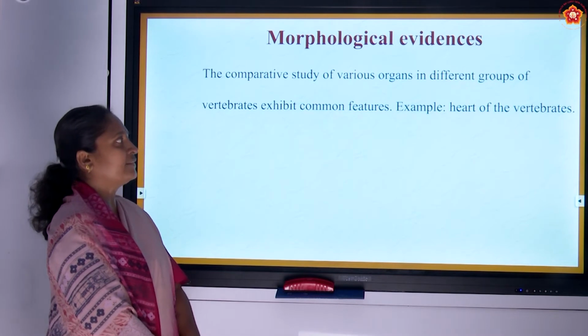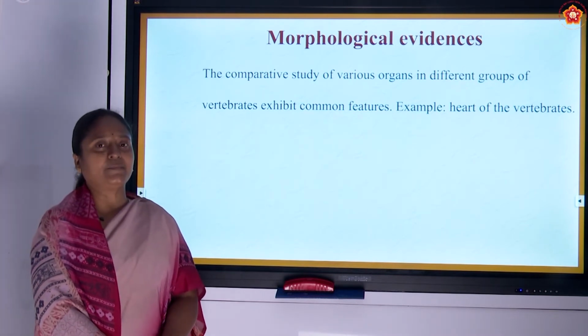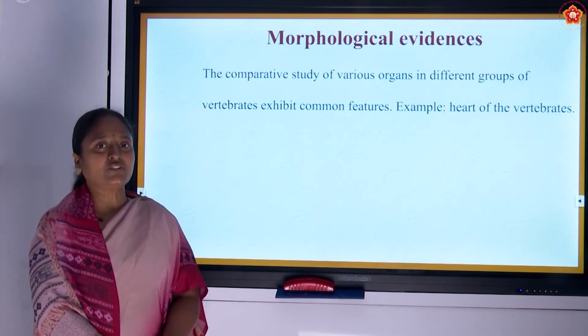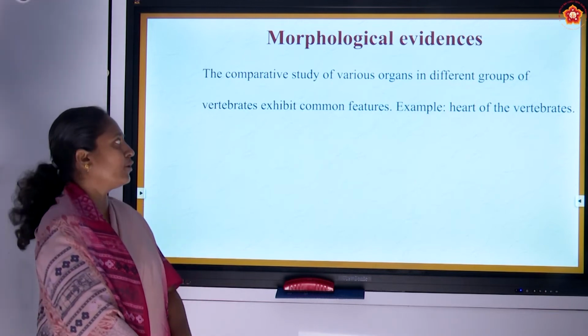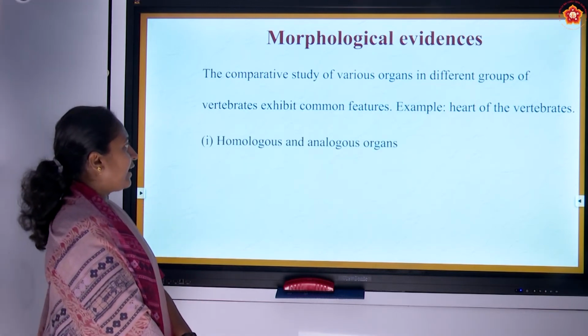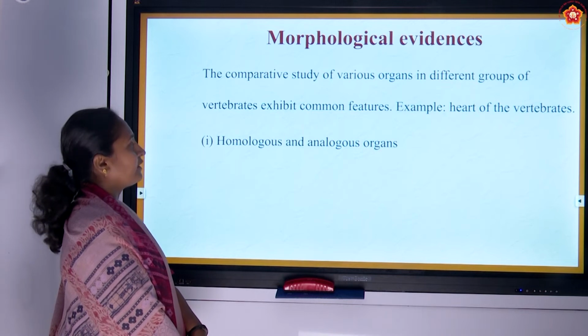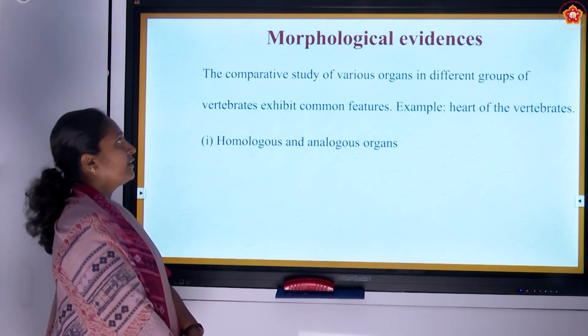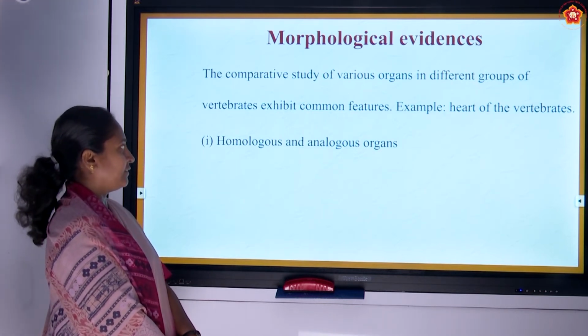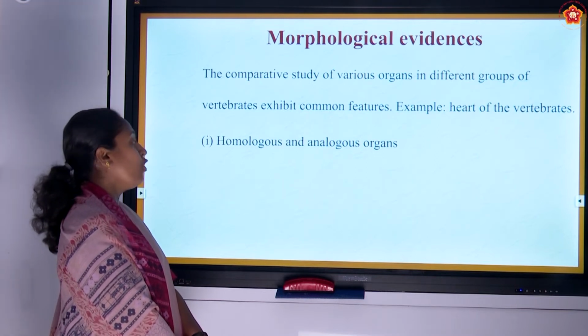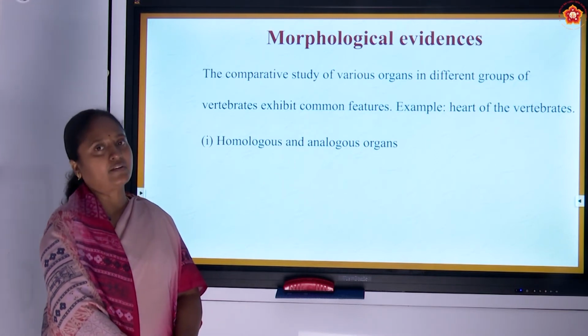Here the example given is the heart in the vertebrate. The heart is the organ which pumps the blood throughout our body, right? When we consider that, we can see how the organisms have evolved. Here, when morphological evidence is considered, it is further divided into homologous and analogous organs.